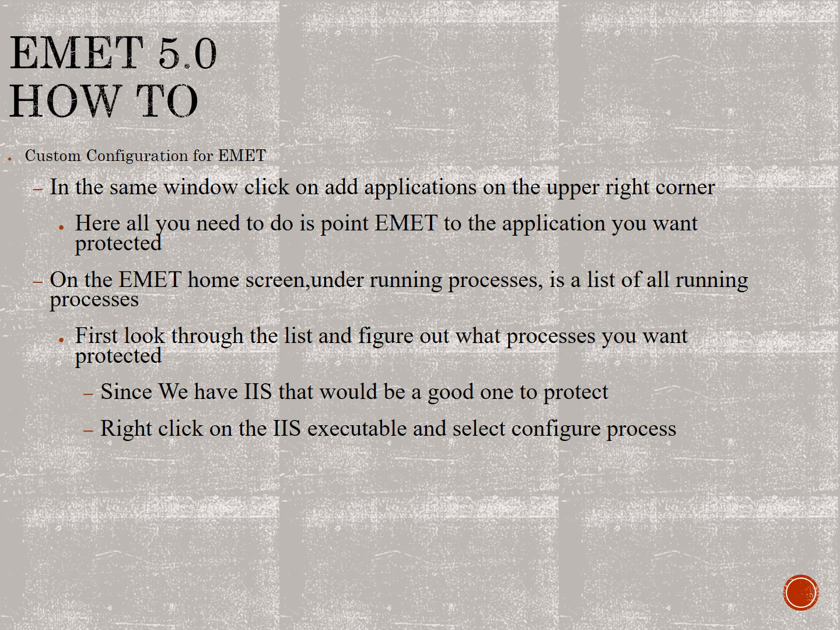Now go back to the EMET home screen. Under Running Processes is a list of all running processes. So find Running Processes and select that. It'll show you a list of all the running processes. Then you want to look through the list and figure out what process you want to select.